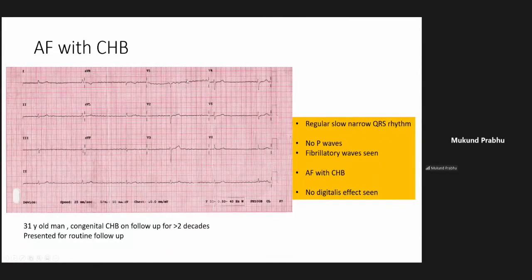Instead, we can see fine fibrillatory waves. So he has gone through the natural history worsening of the congenital complete heart block. His atria dilated and culminated in atrial fibrillation. So this is AF with CHB.